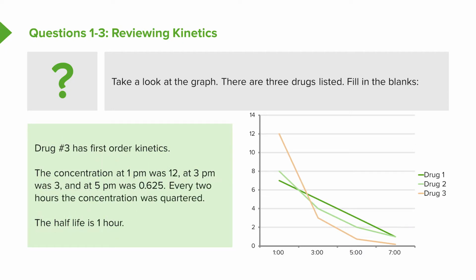Let's look at drug 3. Drug 3 also has first-order kinetics. The concentration at 1 o'clock was 12. At 3 o'clock it was 3, and at 5 o'clock it was 0.1875. Every 2 hours, the concentration was quartered. So therefore, the half-life is 1 hour, because at 1 hour, that concentration is halved.